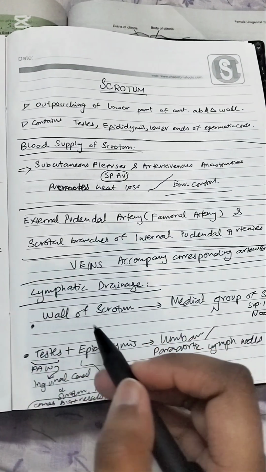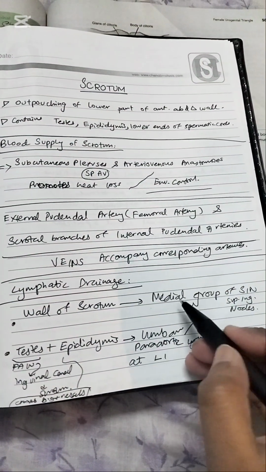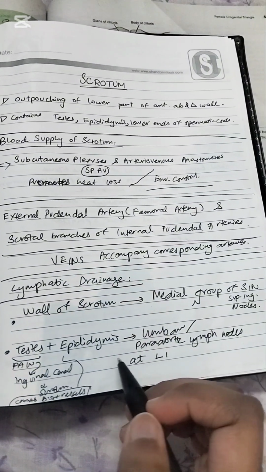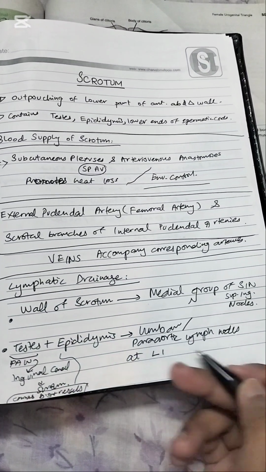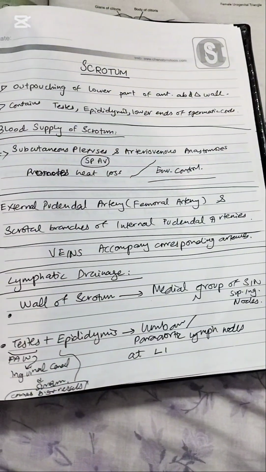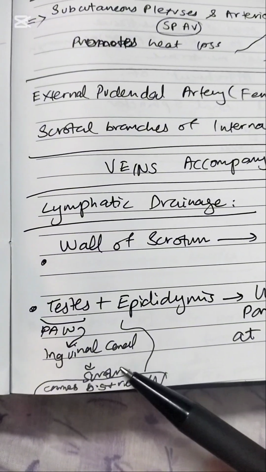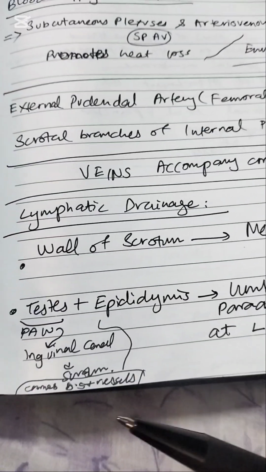Let's talk about the lymphatic drainage. So the wall of the scrotum is going to have lymphatic drainage to the medial group of the superficial inguinal lymph nodes, and testes and epididymis are gonna drain lymph to the lumbar or para-aortic lymph nodes at L1. Also remember that descent of testes is going to come from the posterior abdominal wall and then through the inguinal canal towards the scrotum, and the blood supply and vasculature is also going to be changed accordingly.